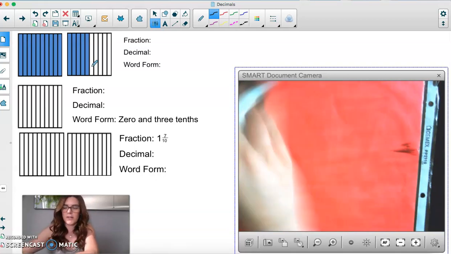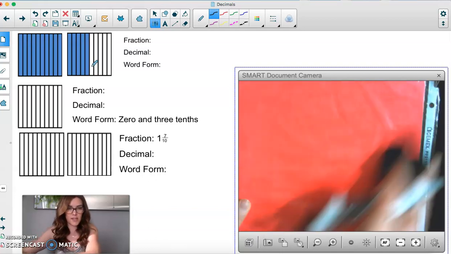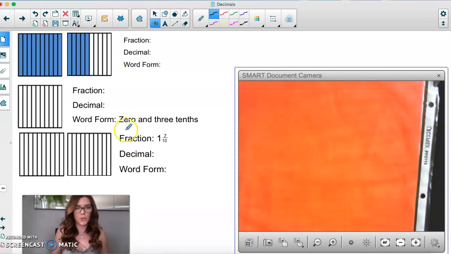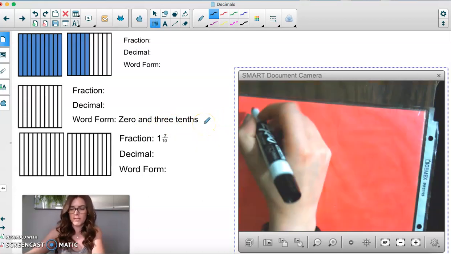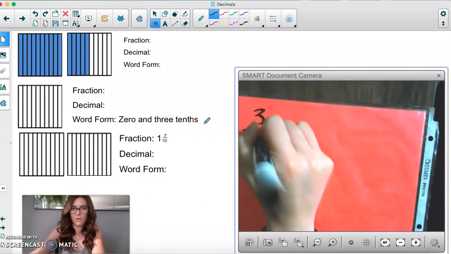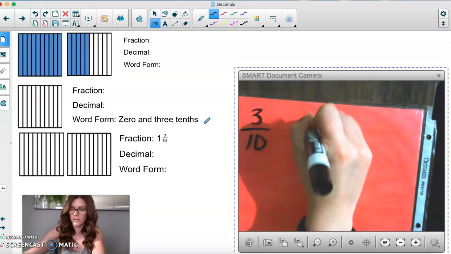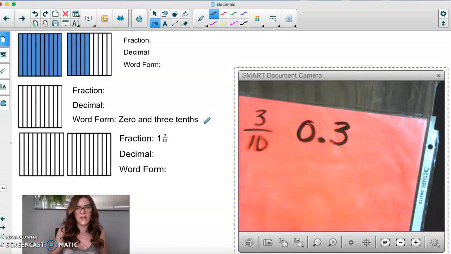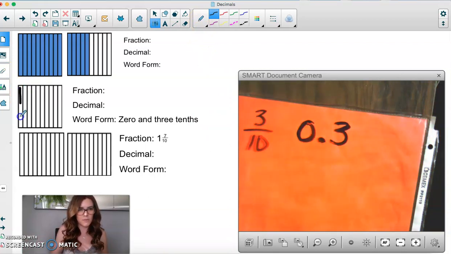Now, the next one here is not colored in, so I'm going to have to color it in, and I've been given a clue for my word form. It says 0 and 3/10. So I know my fraction is going to be 3/10. I don't have any whole. My decimal is going to be 0 and 3/10. And then I'm going to take my pen tool and color in 1, 2, 3 to show 0 and 3/10.